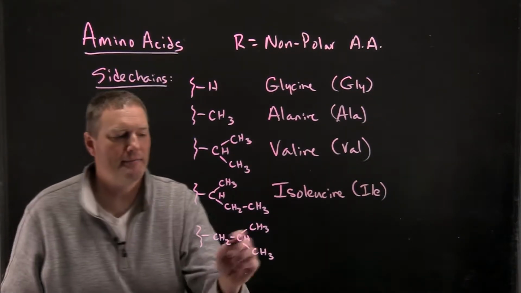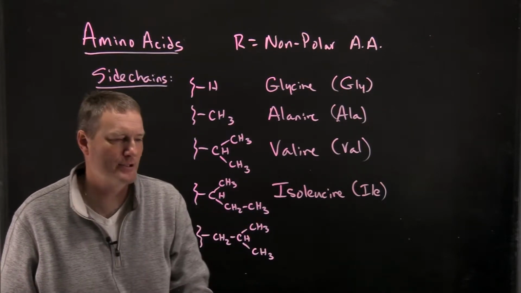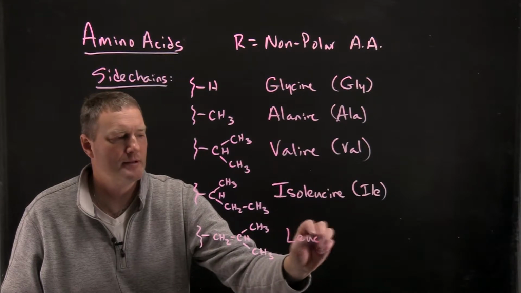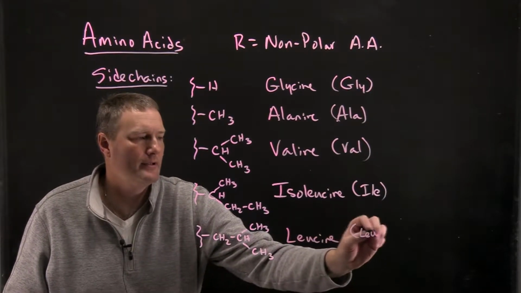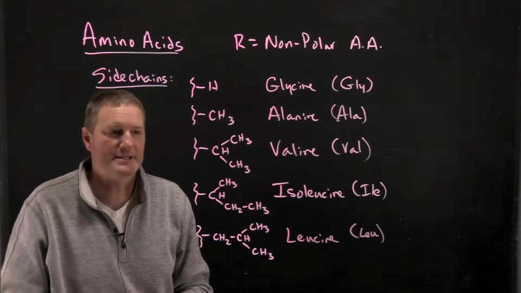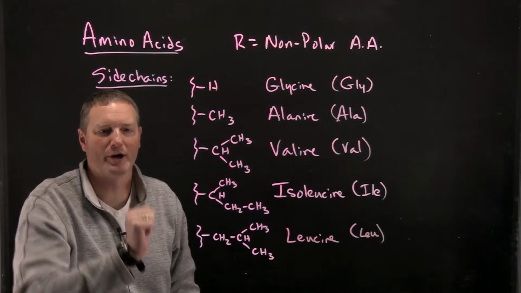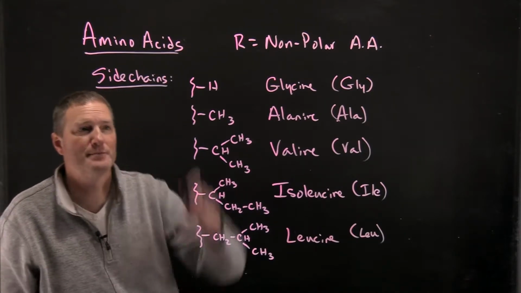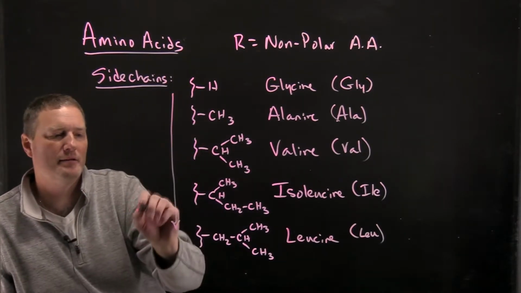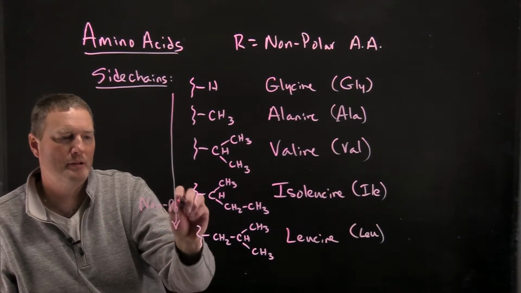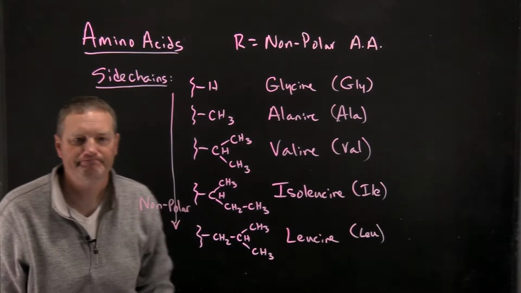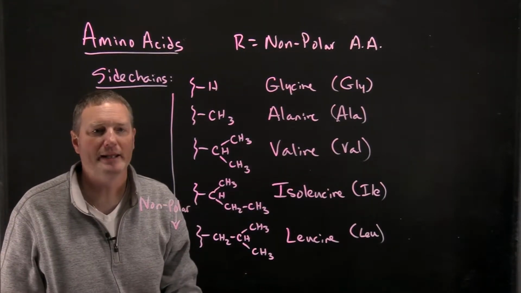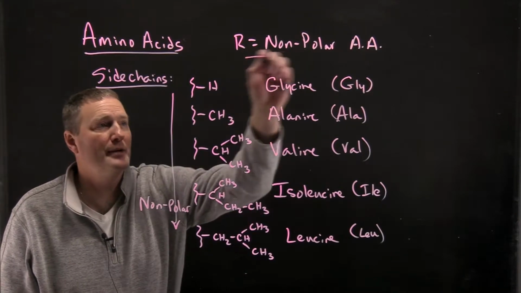Next, we have this group here, which is similar to isoleucine, but notice we've moved the methyl group out one position. This is called leucine, or LEU. So you can see in this series that we're essentially adding more and more carbons, making the polarity of these groups go down. So this becomes more nonpolar as we go down this series. All right, so these 5 amino acids, 5 of the 20, can be classified as nonpolar amino acids.